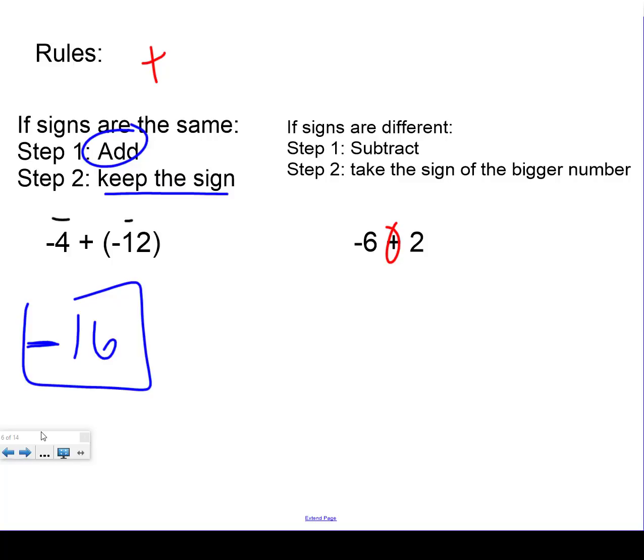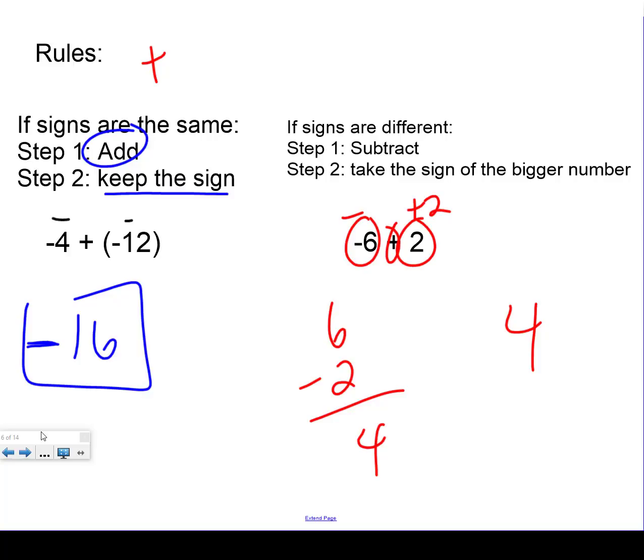The problem on the right is a new rule, and it says if the signs are different, subtract the numbers and take the sign of the bigger number. So for this one, when I look at this problem, I see a negative 6 and a positive 2. Signs are different. One's negative, one's positive. So I'm going to subtract 6 minus 2 and I get 4. So is 4 positive or negative? Well, I go back up here and I see which one's bigger, 6 or 2. 6 is bigger, 6 was negative, so negative 4.